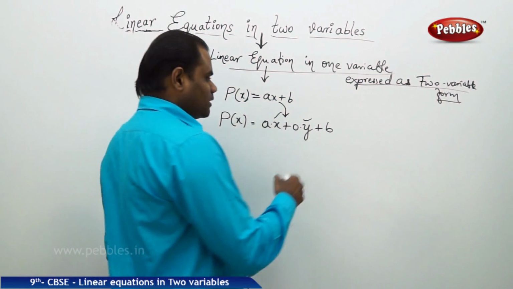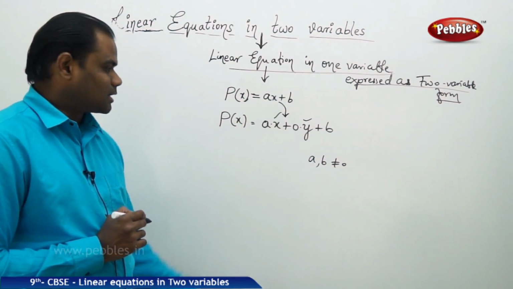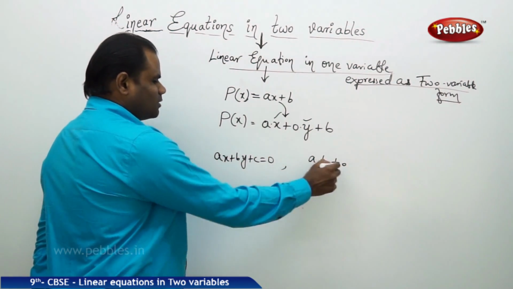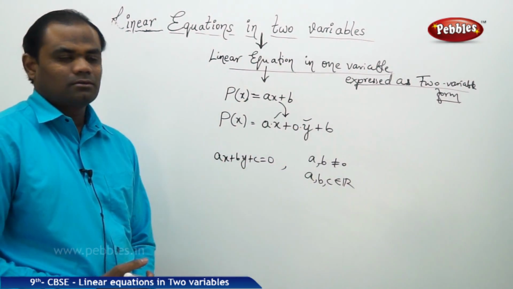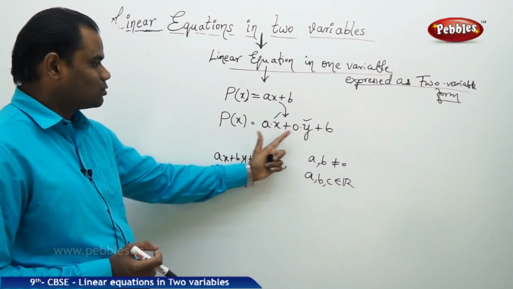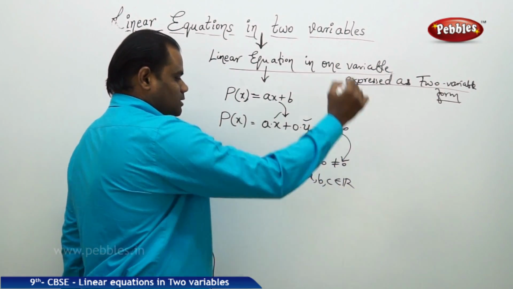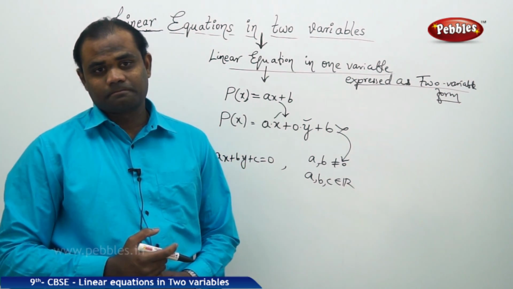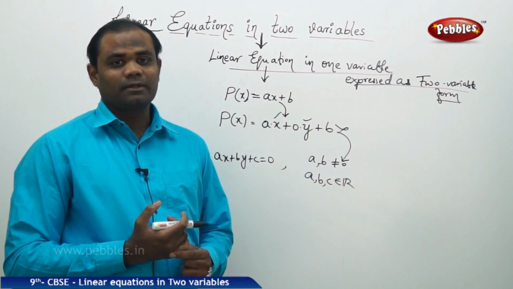But this does not satisfy the condition for a and b not equal to 0, because the condition for a linear equation is ax plus by plus c equal to 0 with a and b non-zero. So this must be a linear equation in two variables x and y. Though this can be converted into the two variable form, it cannot be a linear equation in two variables x and y, because it does not satisfy this condition. If a and b are 0, the x and y terms vanish, and hence it cannot be a linear equation in two variables x and y.